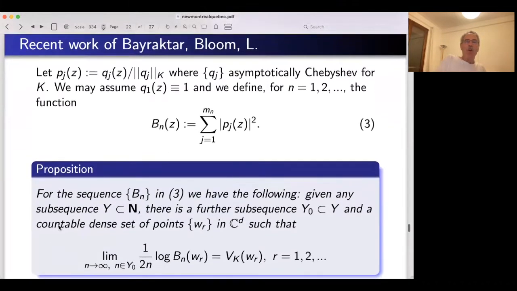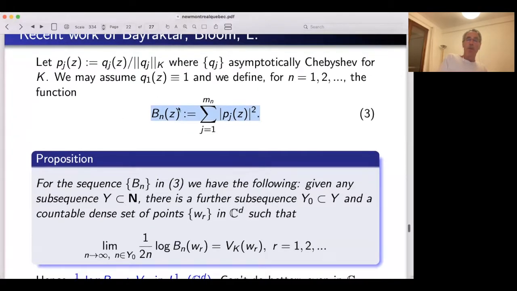Okay. So what we considered, again, to generalize the situation from orthonormal bases, was the situation where we take an asymptotically Chebyshev family for our compact set K in its higher dimensional setting. And we'll take this asymptotically Chebyshev family and normalize to get polynomials P_j whose supernorm is 1 on K. And then using these P_j's, for each n we form the function b sub n, as we did before, the sum of the moduli squared of the P_j's. And now we have a deterministic proposition for this sequence of functions b sub n.